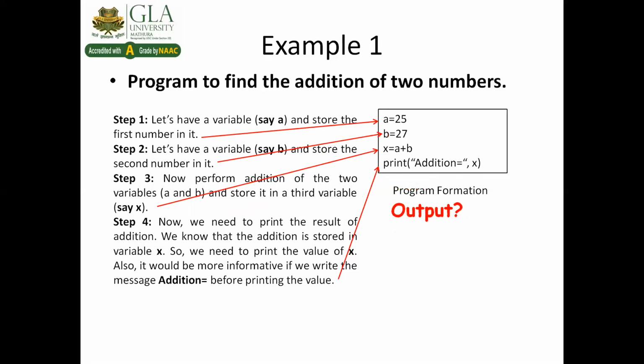So what would be the output? As you must have identified, the output would be addition equal to 52. So addition equal to as it is has been printed and the value of x is 52 in this case, so 52 will be printed. So I hope this first example is understood by you.